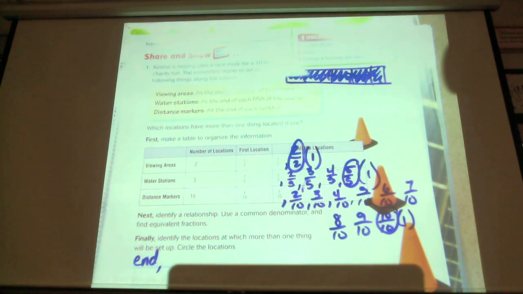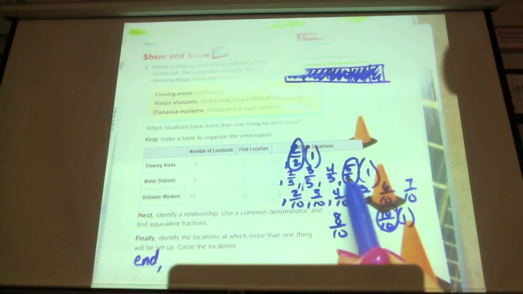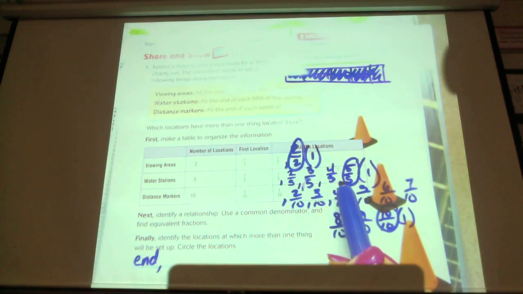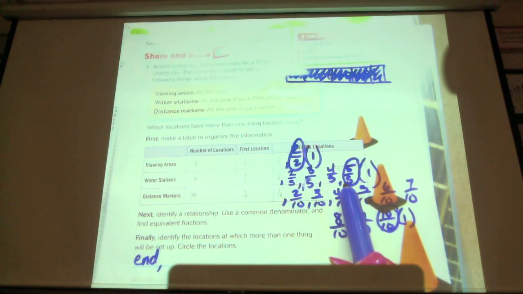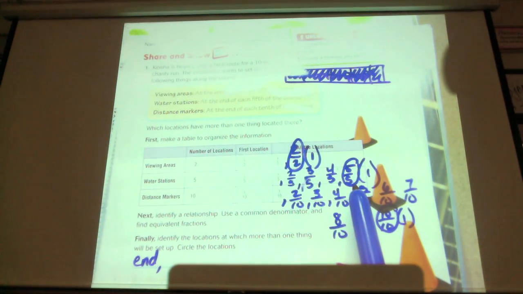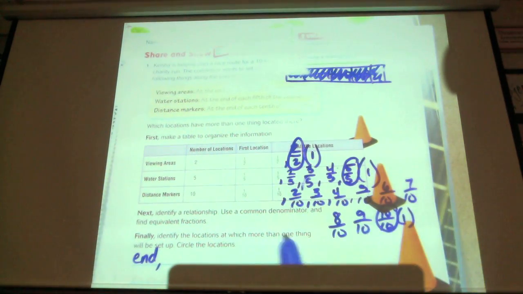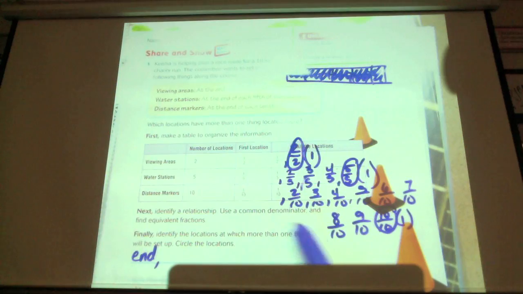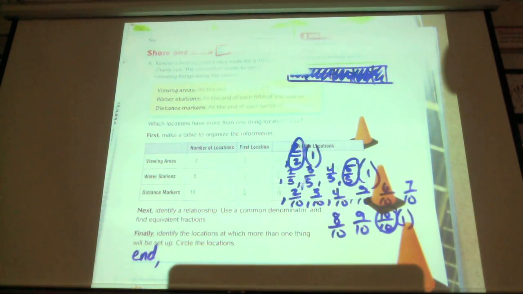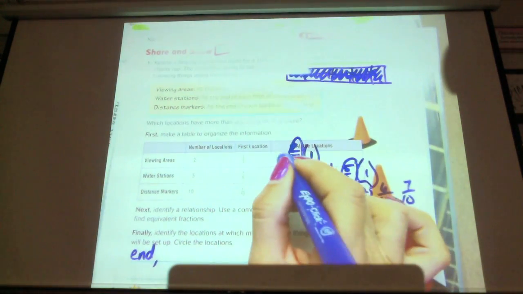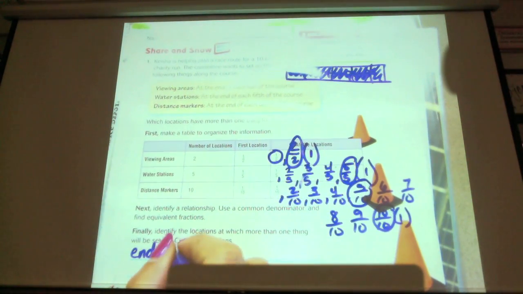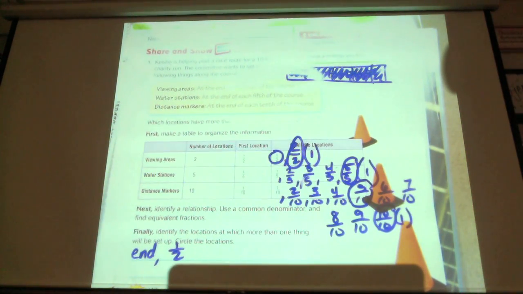Now we have to start looking at, this is a half. Are any of these fractions equivalent to a half? And can they even be equivalent to a half? Can you have half of 5? No. So can any of these be equivalent to half? No. Are any of these equivalent to half? Yes. Which one's equivalent to half? Right, 5/10 is equivalent to that half. So at the half mark, there's going to be 2 stations.